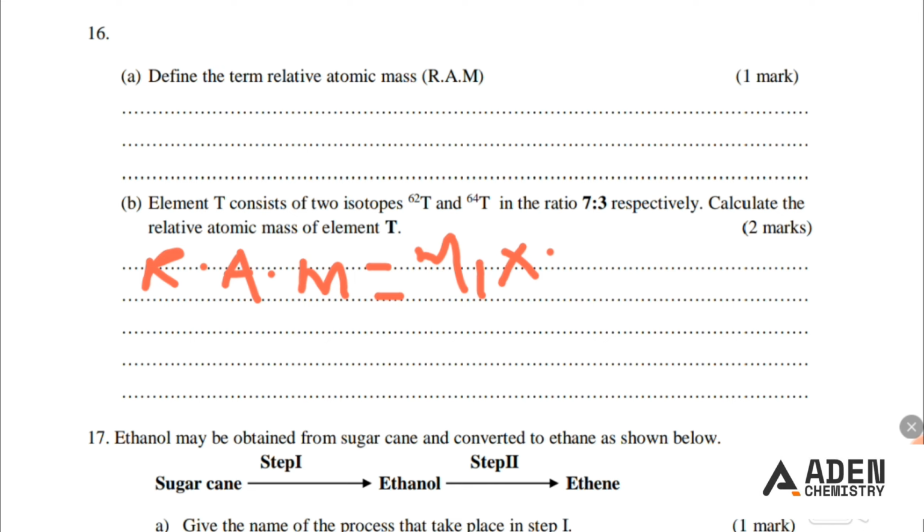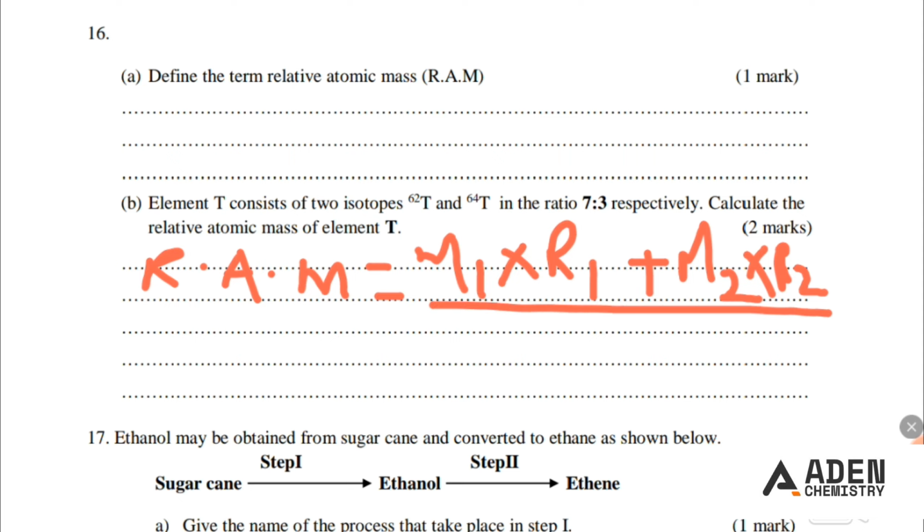So we are going to say times ratio number 1 plus we are going to have mass number 2, which they have given us 64, multiplied by ratio number 2. Then we divide all this by the total ratio, which we can get by ratio 1 plus ratio 2. So in case they could have given us a percentage abundance instead of ratios, the formula will be mass number 1 times percentage number 1 plus mass number 2 times percentage number 2 divided by 100, because the total percentage is 100.